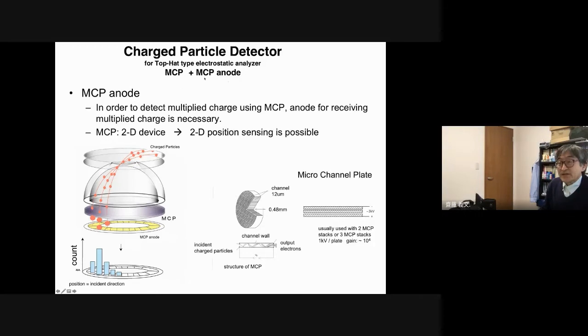And an MCP plus MCP anode is usually used with this top hat type electrostatic analyzer. We have to determine the position of the multiplied electrons or ions at the exit of this analyzer in order to identify the incident direction of the particles. To do so, we need the MCP and the MCP anode below that. The MCP anode is a metal plate divided into multiple sectors, and the number of sectors decides the angular resolution of this instrument.